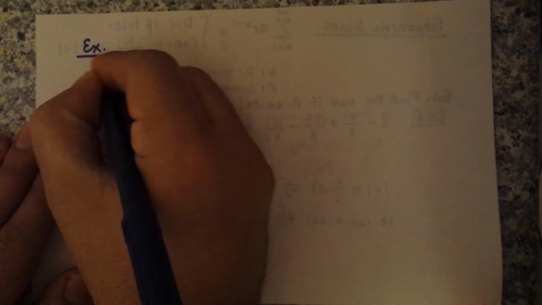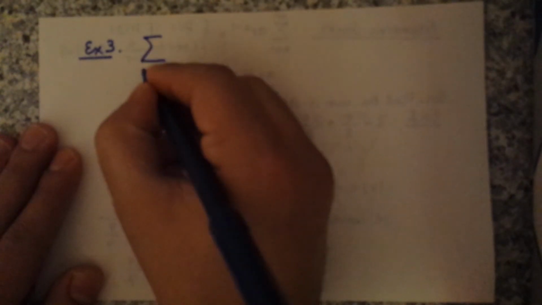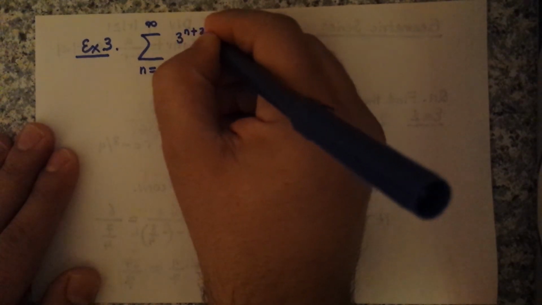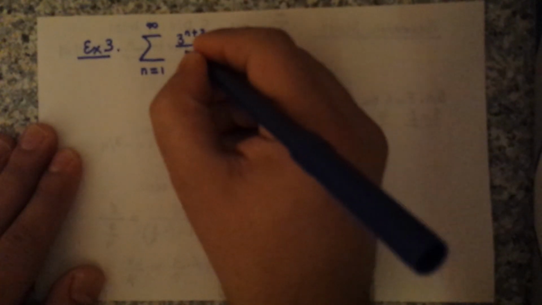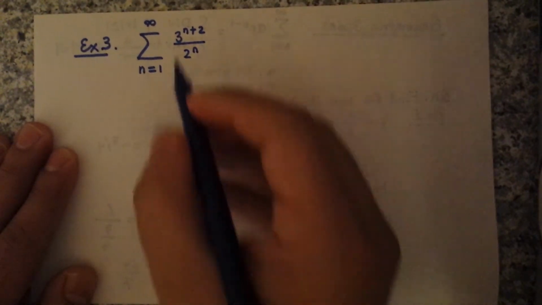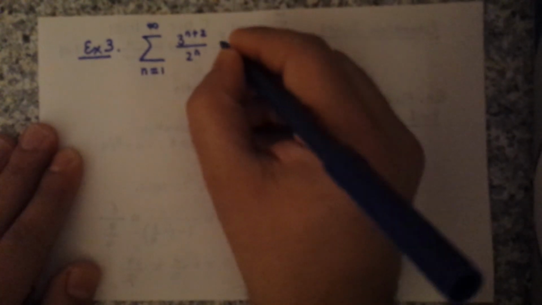So for the next example, we can say this is the last example for this video. It's number 3. This is something which is divergent: the sum from n equals 1 up to infinity of 3 to the power n plus 2 divided by 2 to the power n. You can really take that square of 3 out if you want, or you can write each term. For example, let's just do it in that way.